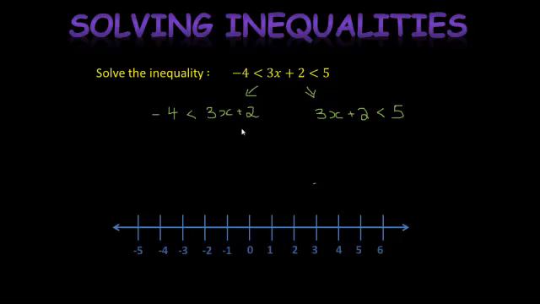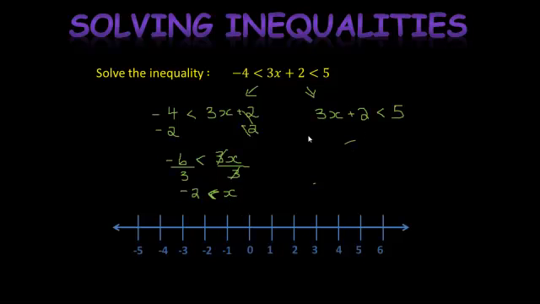I'm going to subtract 2 from both sides. So on the left here, I get negative 4 minus 2 is negative 6. Is less than, that cancels out. So it's less than 3x. And then I'm going to divide both sides by 3. Negative 6 divided by 3 is negative 2. And those 3's cancel out. So I end up here with, and this looks a bit different to the way we're used to reading it, but x is greater than negative 2. So that's one part of my solution. x is greater than negative 2.